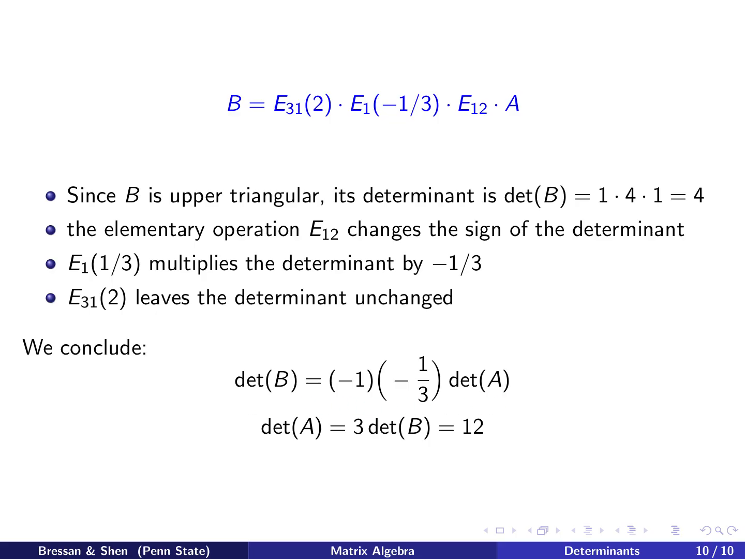And then we can go back. We can express the determinant of A in terms of the determinant of B. Then we see that it's 3 times the determinant of B. And the determinant of B is just 4. So we get 3 times 4, which is 12. So we have found the determinant of A is 12.